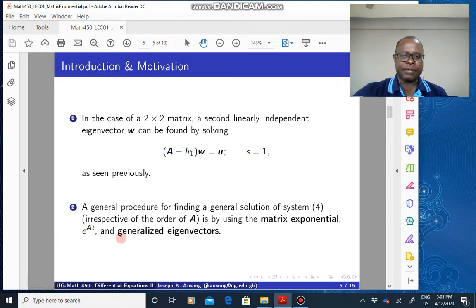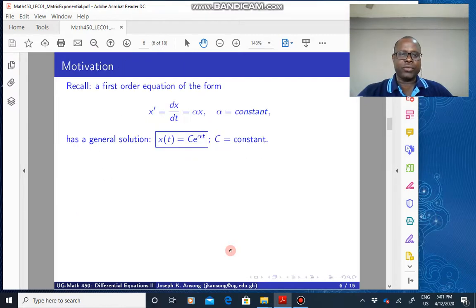And then we also need to use what are called generalized eigenvectors, and these will help us to be able to solve general systems, not just 2 by 2 equations.